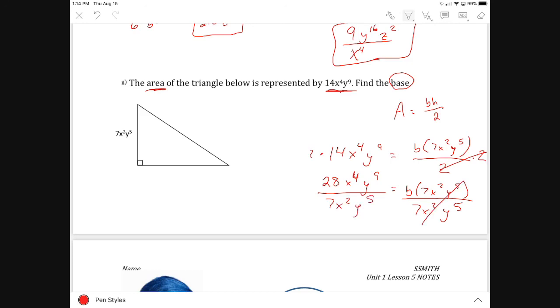Then we're going to do our same tools we've already been doing. So 28 divided by 7 is going to give us 4. Then we have our x to the 4th, x to the squared. That's just going to subtract, and we're going to get 4x to x squared. And then the same thing, we've got 9 and 5, so we're going to subtract, and we're going to get y to the 4th. And we're going to put units so that we have our correct things for the base. And that's going to be that equation in full.